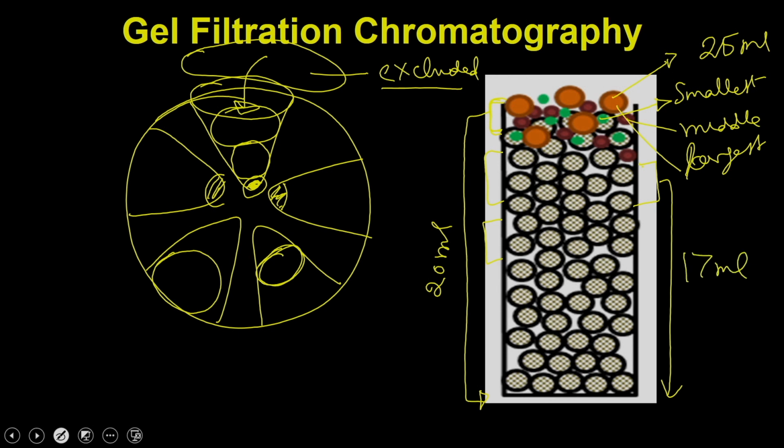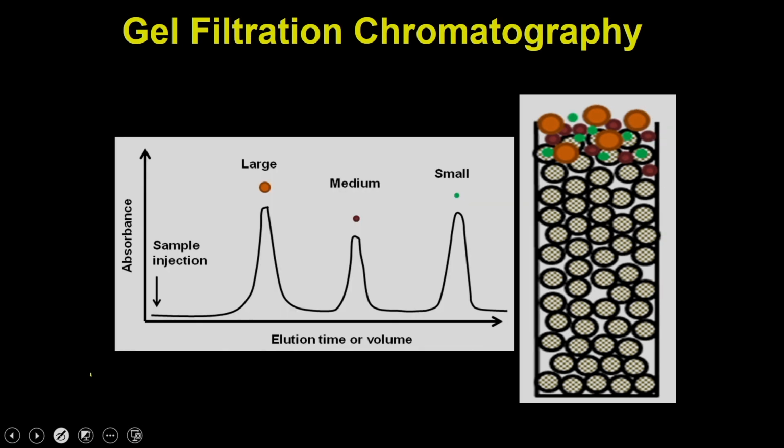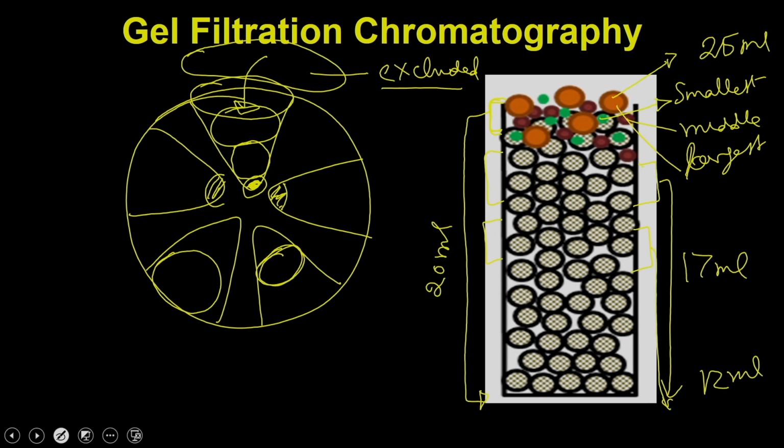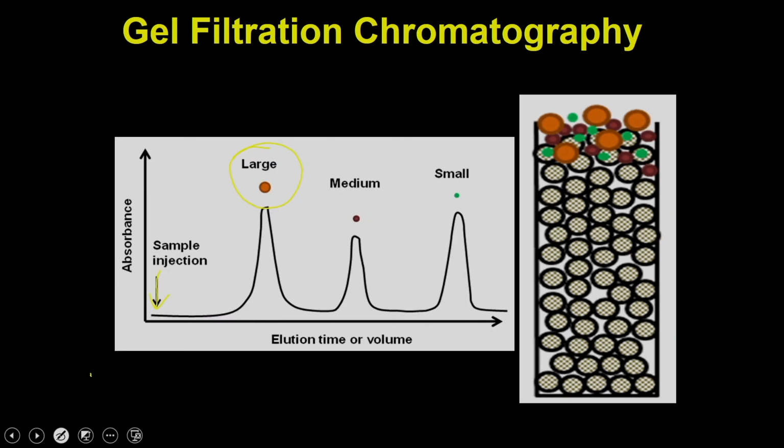Similarly, the orange ones, which are binding to the third layer or the very low size, are traveling somewhere around 12 ml. So, if you see the chromatogram, this is what exactly happens when you are injecting a sample. The orange ones are traveling only 12 ml, the red ones are traveling 17 ml and the green ones are traveling 20 ml. So, that is how they are going to come at different time points.